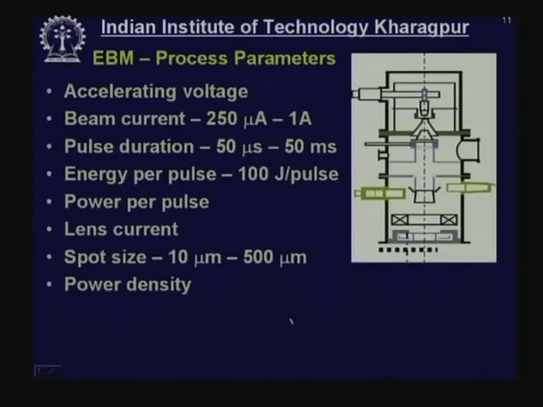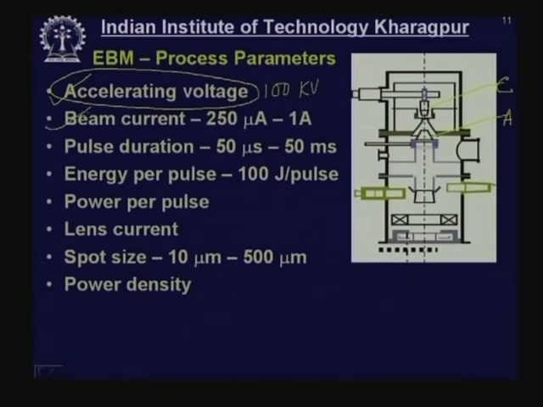Now, let us have a look at the process parameters in electron beam machining. The first process parameter is the accelerating voltage. Where is that accelerating voltage? Between my anode and my cathode, I have an accelerating voltage. How much could the accelerating voltage be? It could be hundreds of kilovolts.